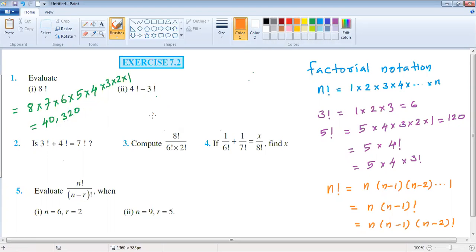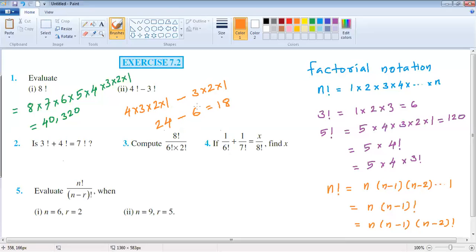Next question देखो, 4 factorial minus 3 factorial, it is not 1 factorial. 4 factorial मतलब 4 into 3 into 2 into 1 minus 3 factorial मतलब 3 into 2 into 1. So 4 factorial is 4 into 3, 12, 12 into 2, 24, minus 3 into 2, 6, which is equal to 18.